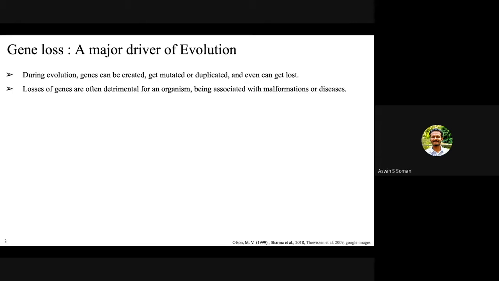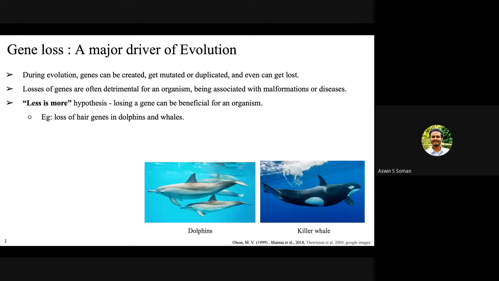However, there is a popular hypothesis in evolution called the less is more hypothesis, which proposes that losing a gene can be beneficial for an organism. Despite being somewhat counterintuitive, there are examples where gene loss contributes to adaptations. For example, loss of hair genes in dolphins and whales.